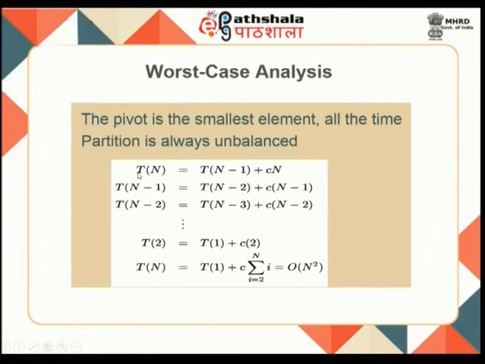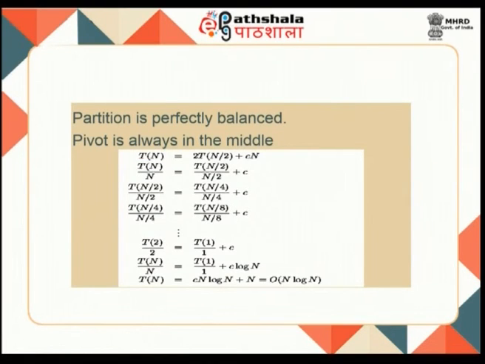In that case your equation becomes something like T of n is equal to T of n minus 1 plus cost of n. That means almost all the elements are on one side, and on the right hand side you have that unbalanced scenario. This is how your recursive equation looks like. T of n minus 1 is going to be T of n minus 2 plus cost of n minus 1, and if you repeat this, it turns out to be of the order of n square, which is going to be the worst case.